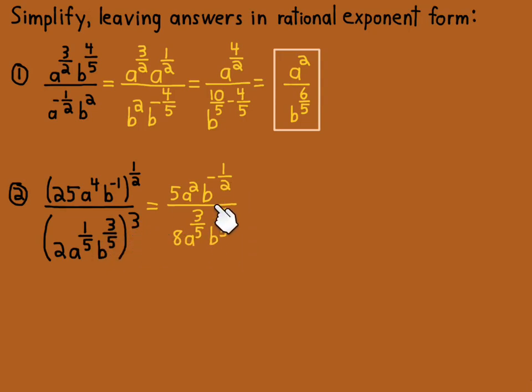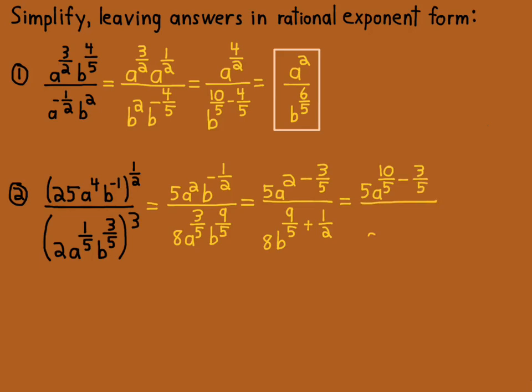And now I need to combine the b's and the a's. So I'm just going to bring this b to the minus 1/2 to the denominator and bring the a to the numerator, because that way both of them give me positive exponents. So I get this. Now these are the exponents. A has this exponent 2 minus 3/5. B has the exponent 9/5 plus 1/2. I need the common denominators to add those together.